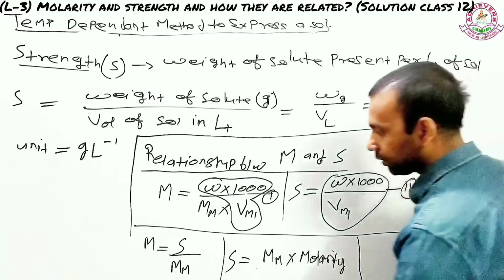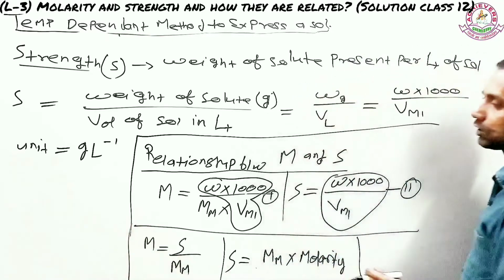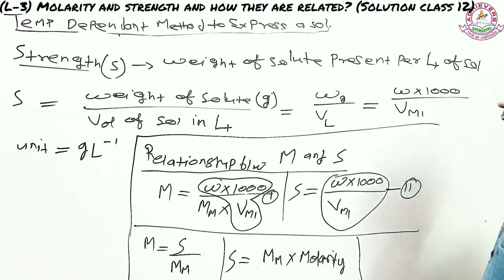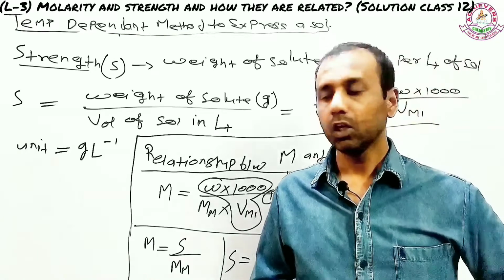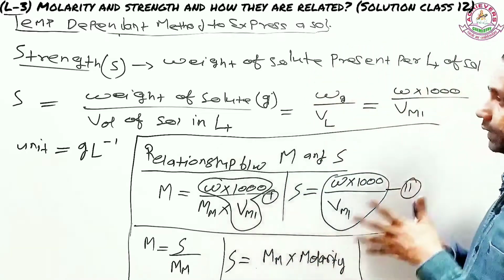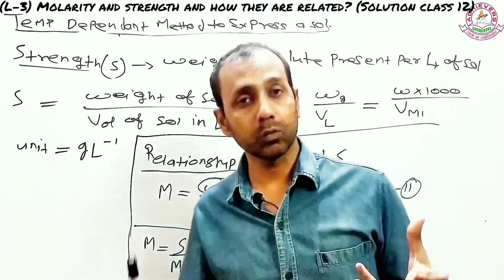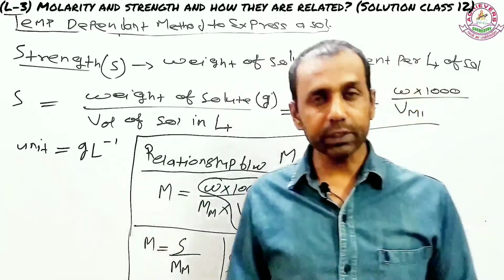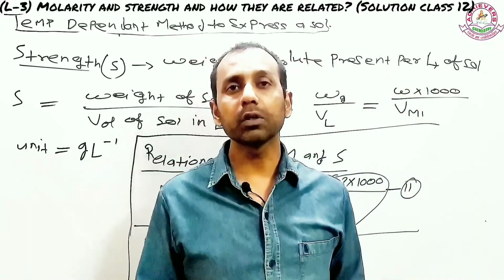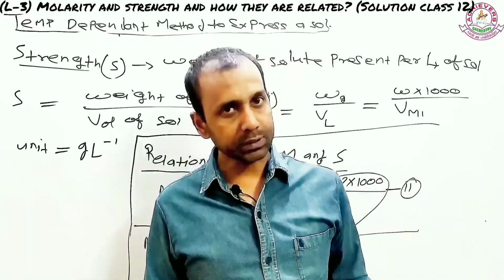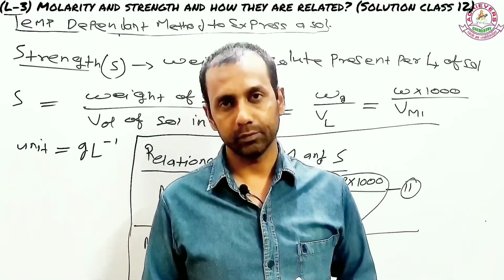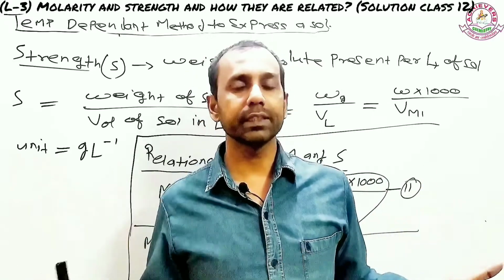So these are the two important relations, and they are interrelated to each other, strength and molarity, right? They are literally quite similar. What is most used is molarity, where the number of moles per liter of solution is preferred over strength. And strength is gram per liter, right? So they have their own significance.